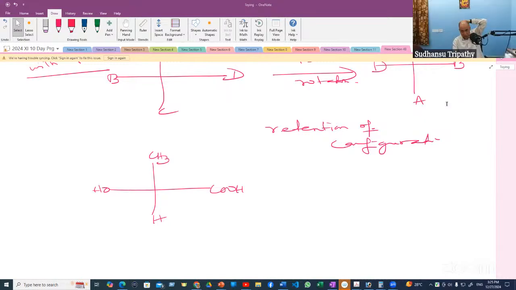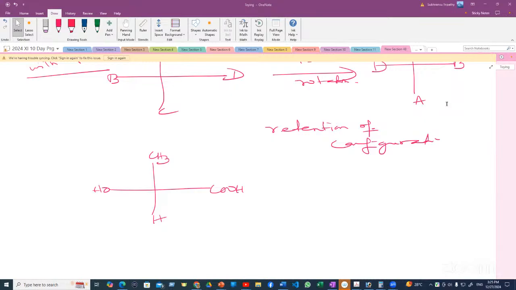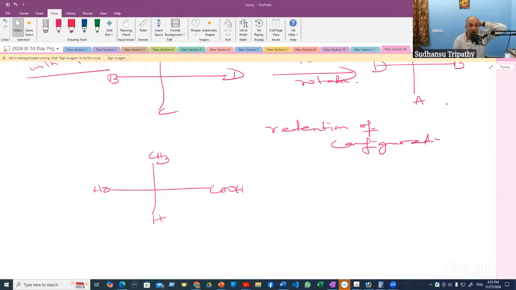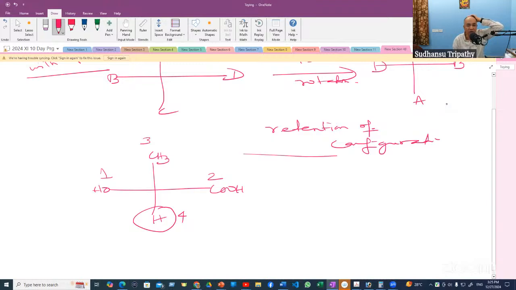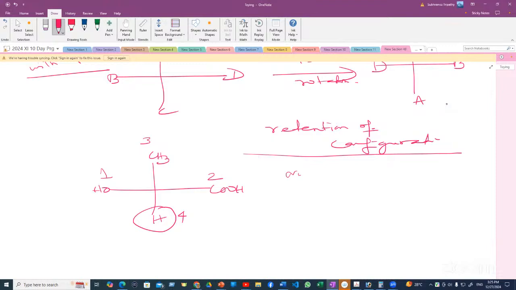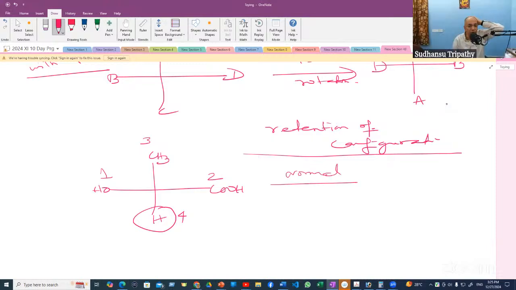Look, number 1 is OH, number 2 is carboxyl, number 3 is methyl, number 4 is H. So tell me, Samita, which rule you will apply? Normal or golden? Sir, normal. Normal, because if the least priority group 4 is occupying any vertical position up or down, then normal rule. 1 to 2 to 3 anticlockwise, so S. So this is S lactic acid, which is fortunately or unfortunately plus.